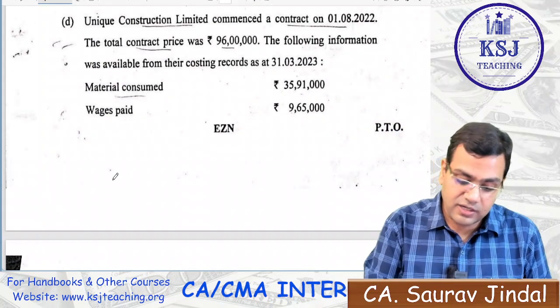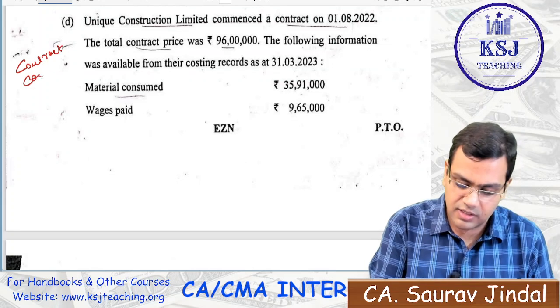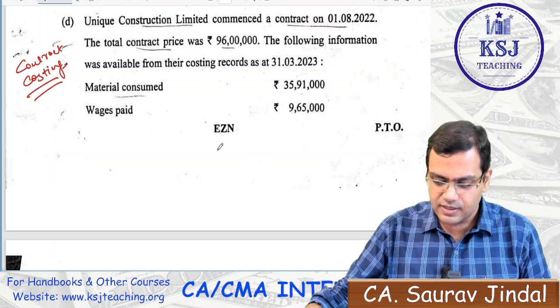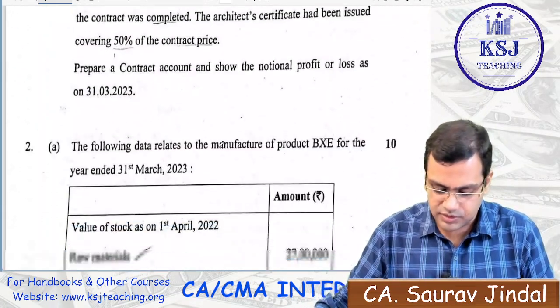Okay, then contract costing, straightforward question. Contract costing, 5 marks, not at all a difficult question. This kind of question was there in the module itself, right? Very simple, very simple, straightforward question.